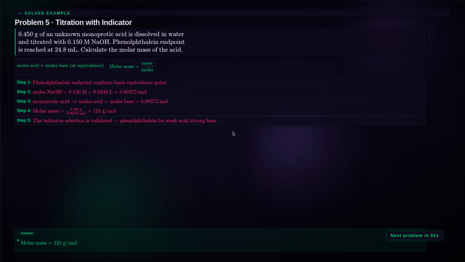Step 2. Moles of NaOH equals 0.150 molar times 0.0248 liters, giving 0.00372 moles. Step 3. Since the acid is monoprotic, moles of acid equals moles of base, which is 0.00372 moles. Step 4. Molar mass equals mass divided by moles equals 0.450 divided by 0.00372. Step 5. This gives 121 grams per mole. The answer is a molar mass of 121 grams per mole.